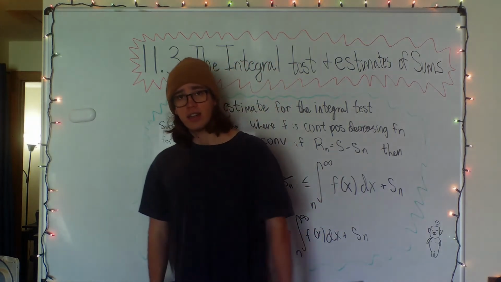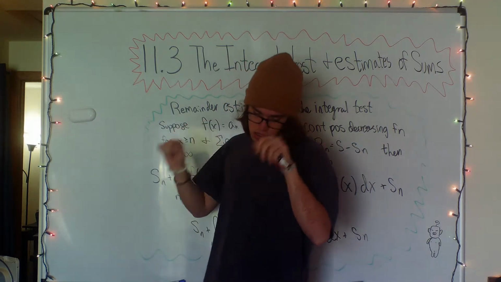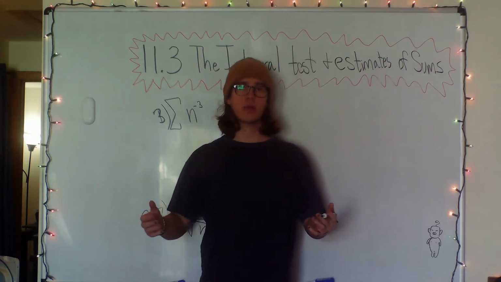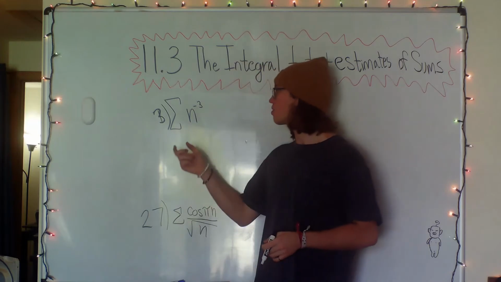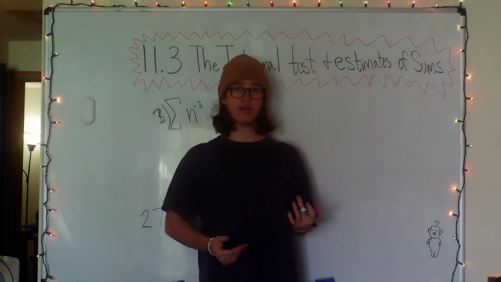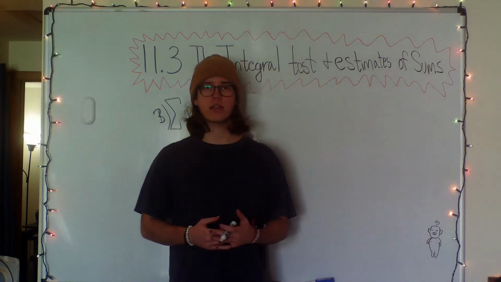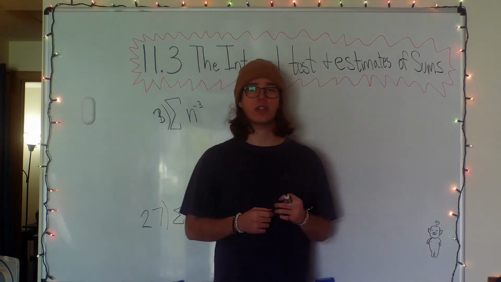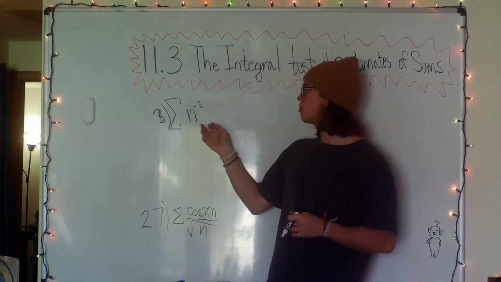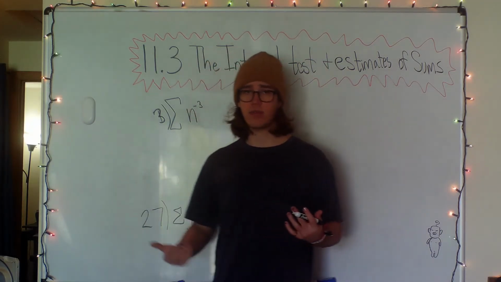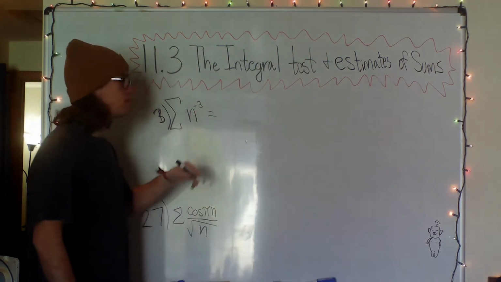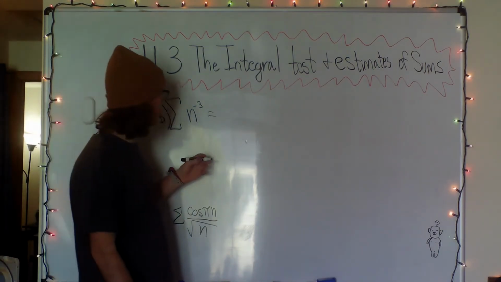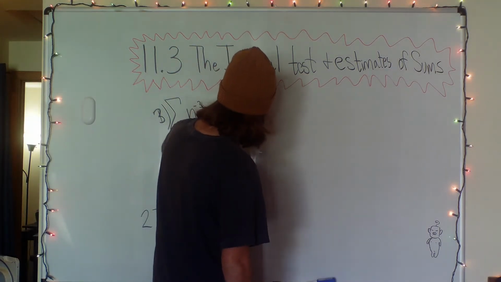Let's transition to some practice problems. We're going to be doing two very quick ones, number 3 and number 27 from our textbook. The first one asks us to determine if this series is divergent or convergent. We see the sum from 1 to infinity of n to the negative 3. What is n to the negative 3? A negative exponent, we just flip, put it in the denominator, and it becomes positive. So this is the sum of 1 over n cubed.